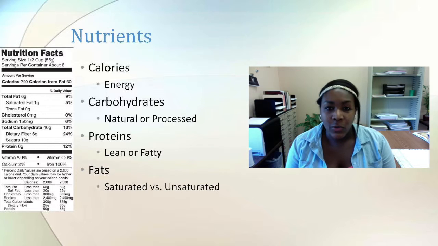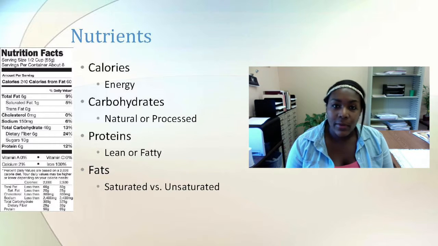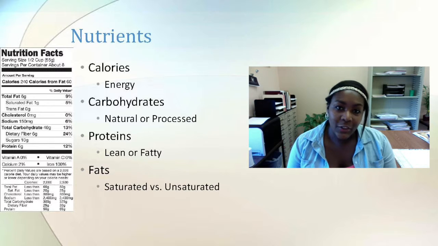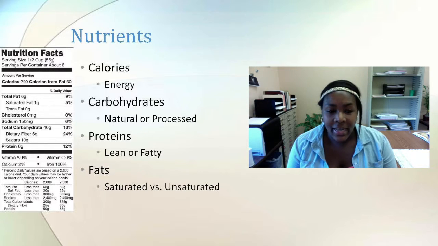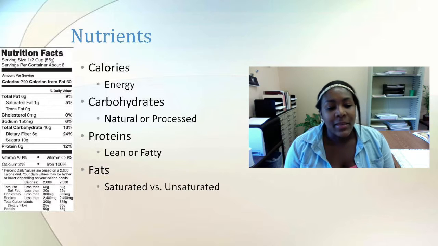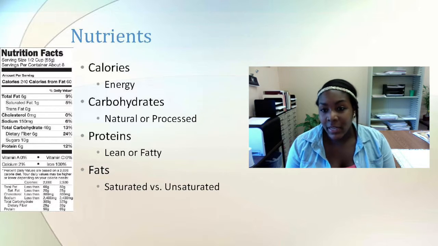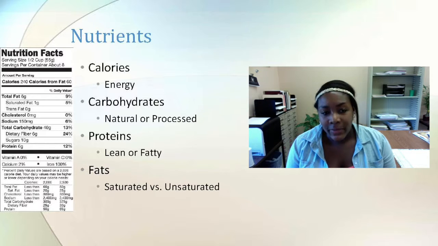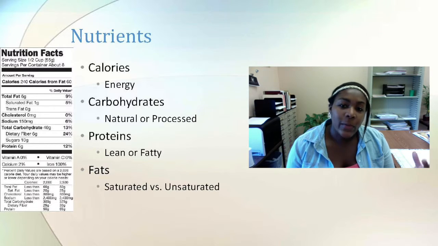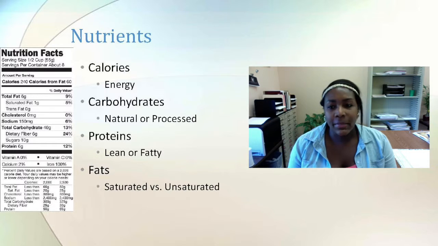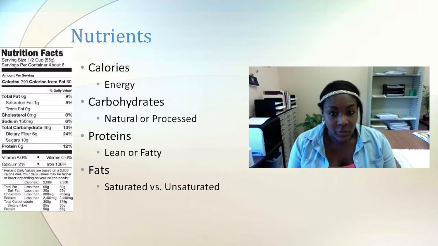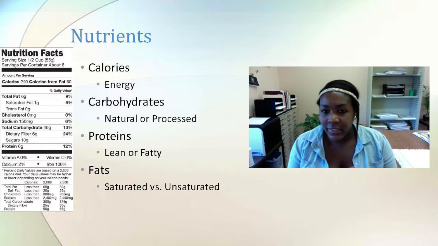They can be natural or processed. Proteins can be lean proteins, or they can have a lot of fat in them. And fats can be saturated fat or unsaturated fat. Saturated fats are going to be things like butter. Anything that's solid at room temperature generally has saturated fat. Lean protein would be chicken or a light fish, whereas a fatty protein might be a steak. And carbs can be anything from potatoes, vegetables, fruits, to cereal, cake, sugar, refined sugar.